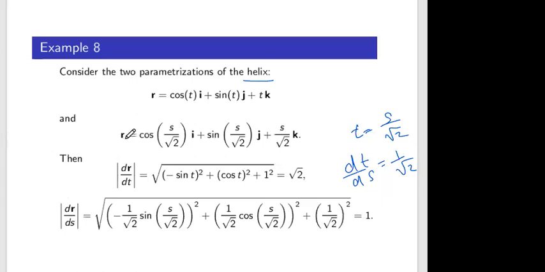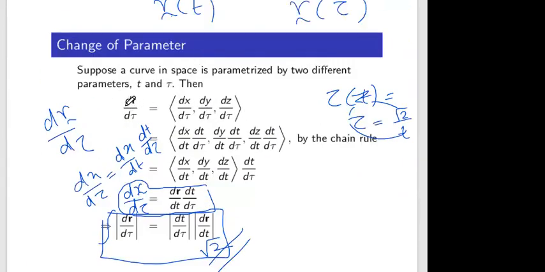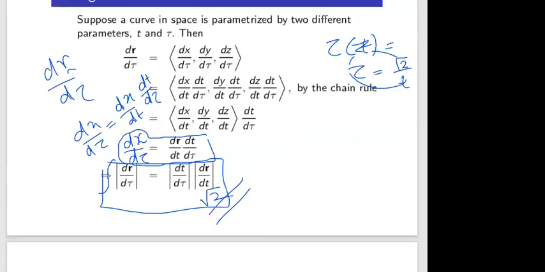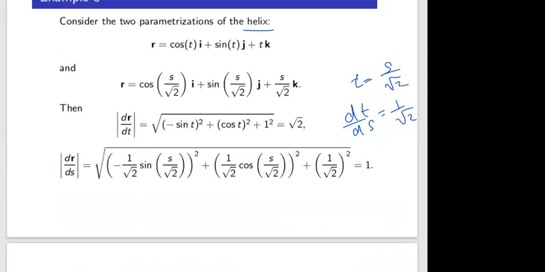So you have r in terms of s, you can find the magnitude of dr by ds. Very easy, because you have this expressed in terms of s. All you need to do is differentiate this with respect to s and take the magnitude. When you do that, you get one again. So this is true. You can apply chain rule for vector valued function. Got it? Change of parameter, that's the thing. Okay.